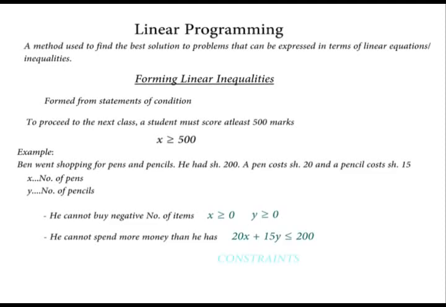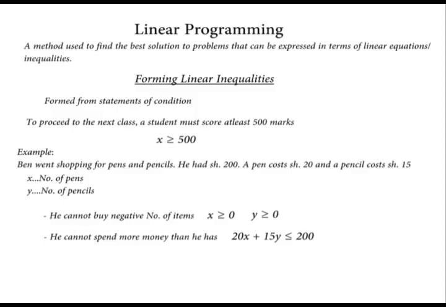These inequalities are called constraints. They are basically restrictions or conditions. x and y are called decision variables. They tell us what quantity to buy, sell, produce or transport, and so on. These two are called the non-negativity constraints because we are dealing with real-life situations.